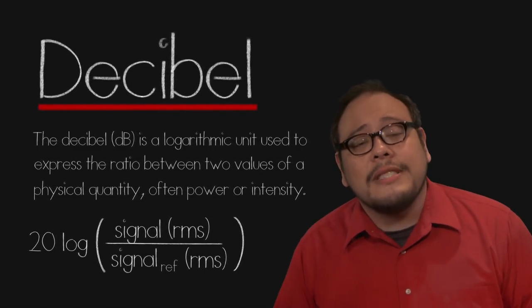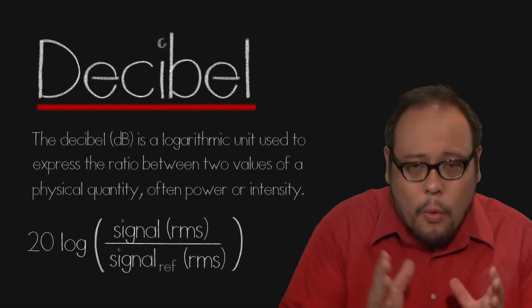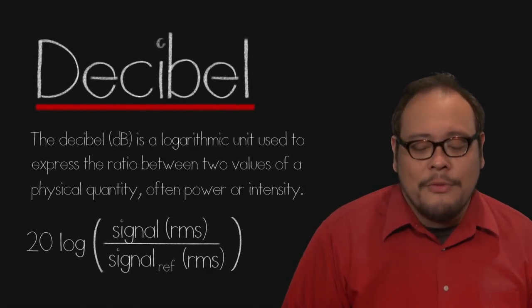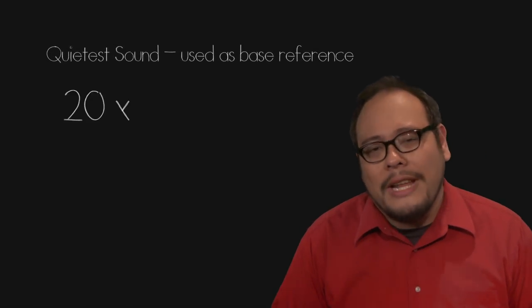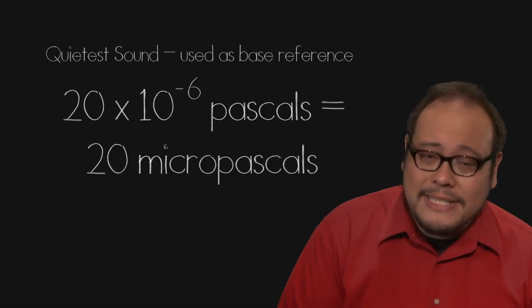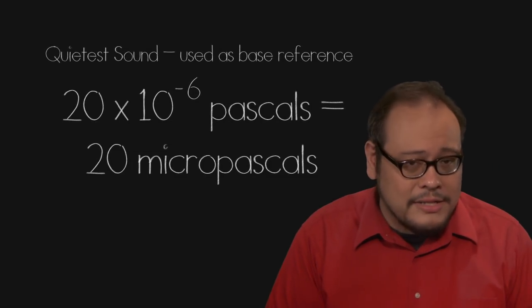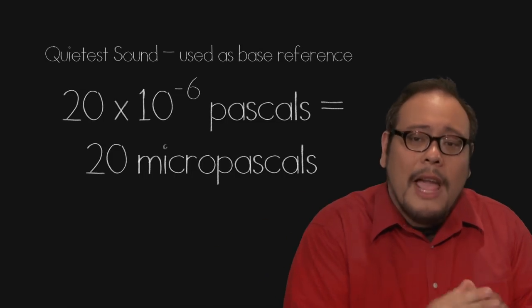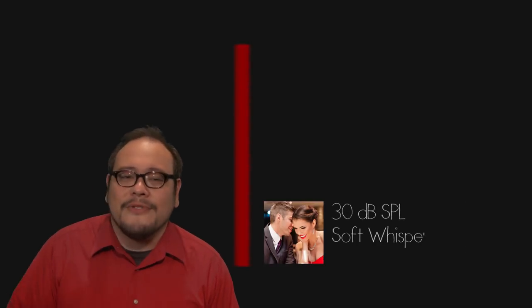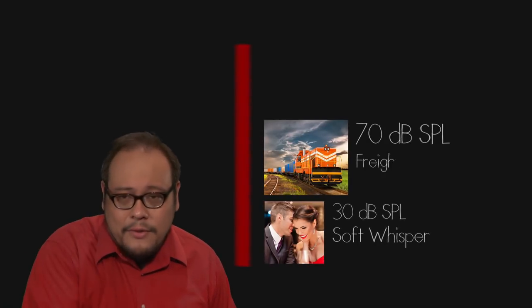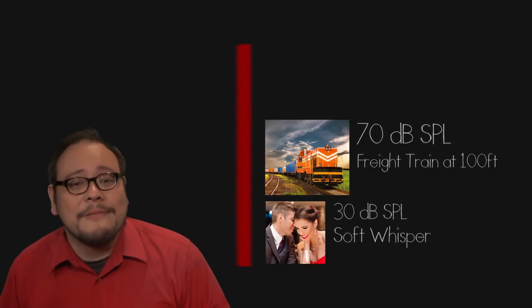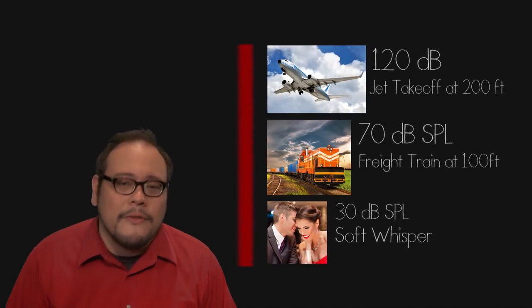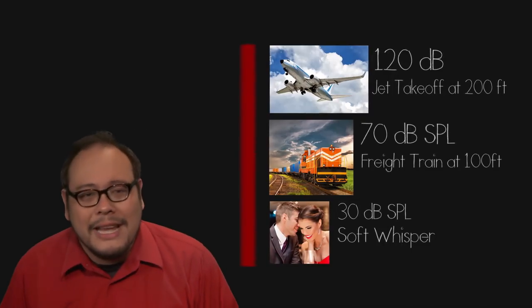For determining loudness of sound pressure, we can use the quietest sound that can be detected by the average human being as our reference. This number has been internationally agreed upon as 20 times 10 to the negative 6 pascals, or 20 micropascals. Now, we can compare the sound pressure of noisy things to this bare minimum, and we can derive a decibel chart from a soft whisper at around 30 decibels SPL, to a freight train at 100 feet, which is 70 decibels SPL, to a jet takeoff at 200 feet, registering at 120 decibels SPL.